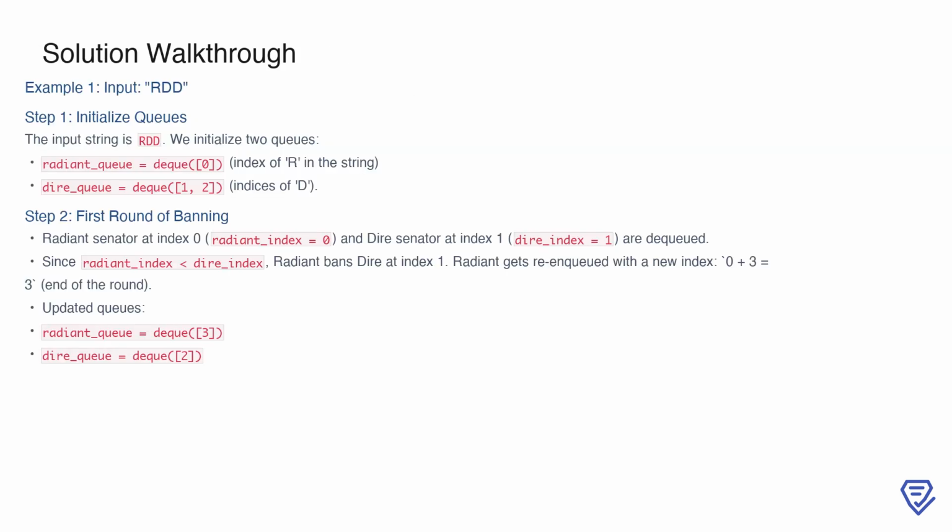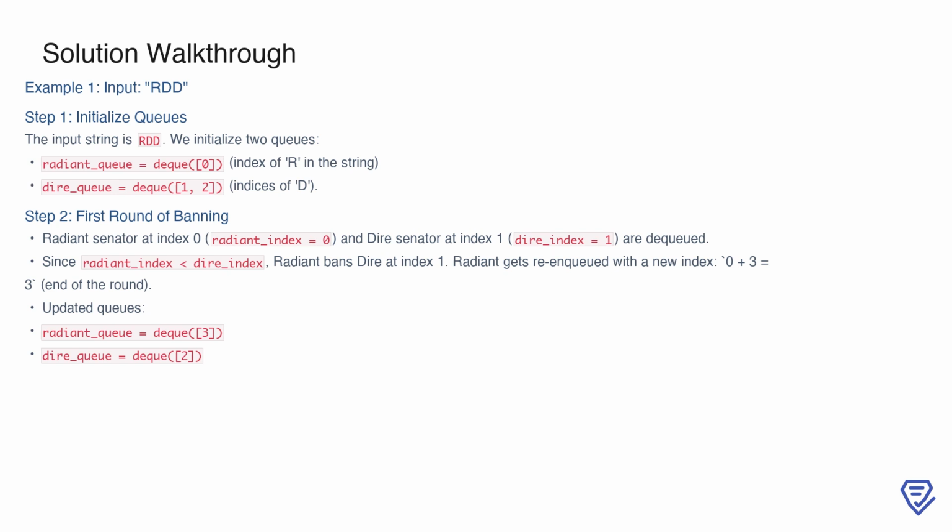To solve the problem, we start by analyzing the input string RDD. We initialize two queues, one for the radiant party and another for the dire party. The radiant queue contains the index of the first R, which is 0, and the dire queue contains the indices of the two Ds, which are 1 and 2.